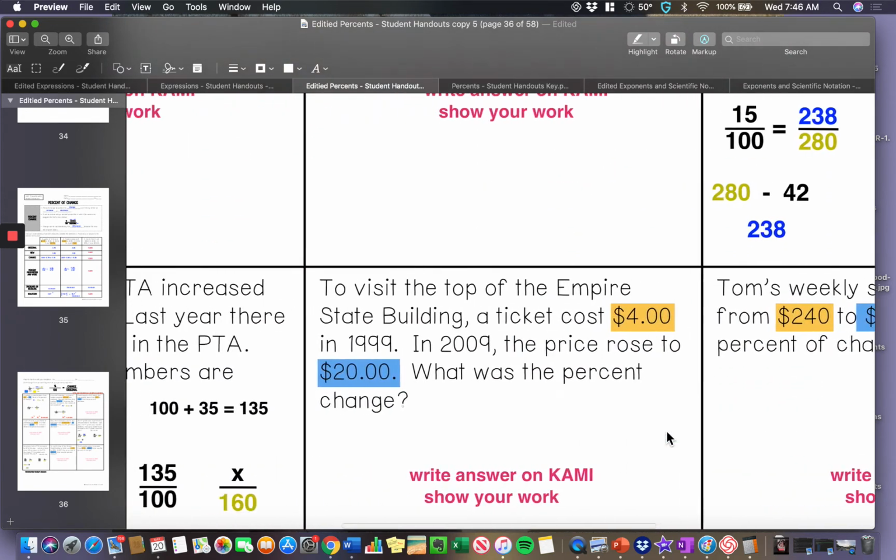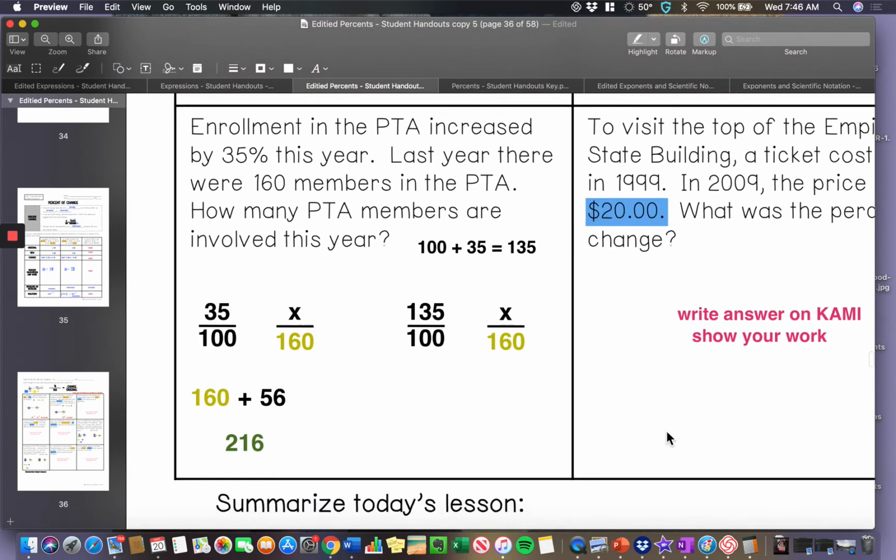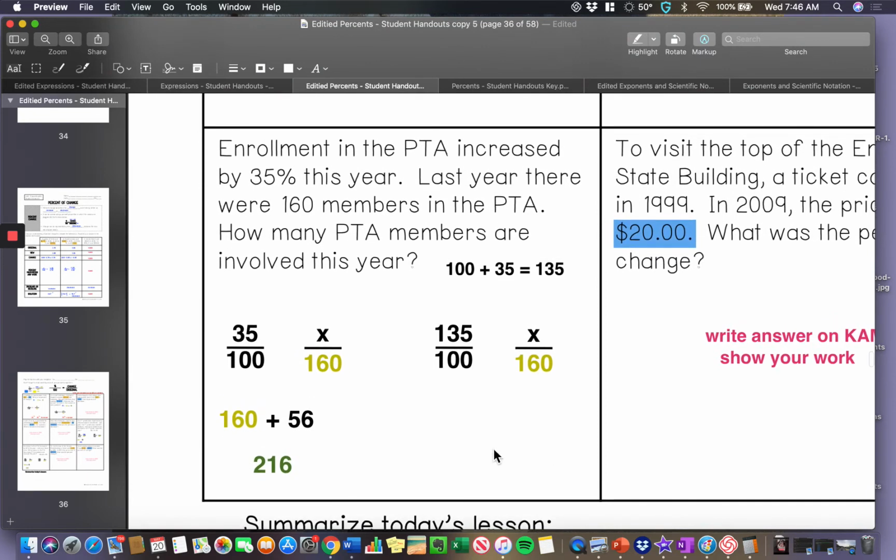A little bit of a different problem. Again, very similar down here. It says enrollment in the PTA increased by 35% this year. Last year, there were 160 members in the PTA. How many PTA members are involved this year? So we are increasing the amount of PTA members.